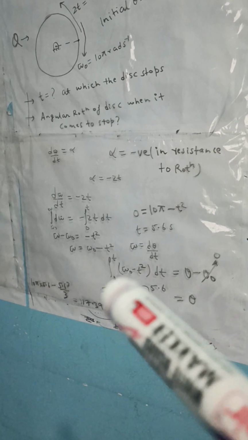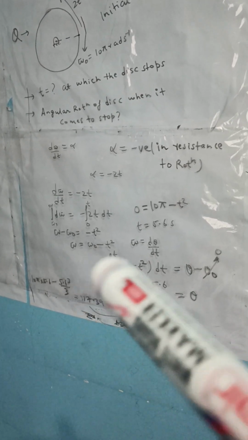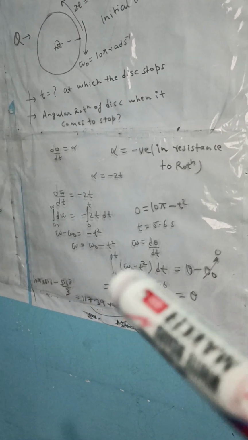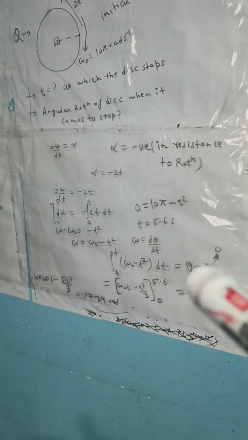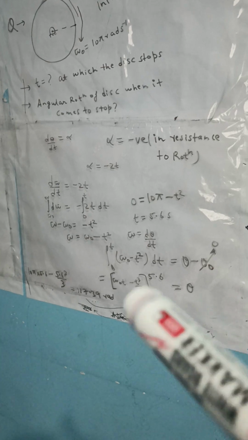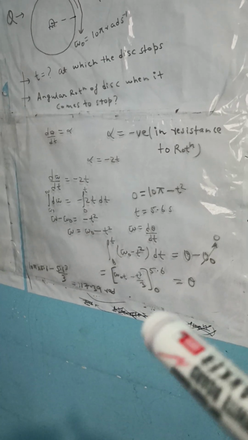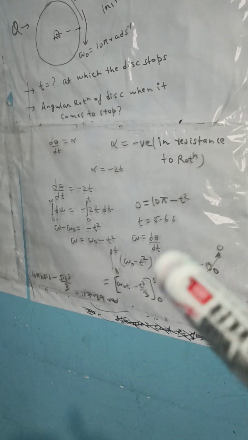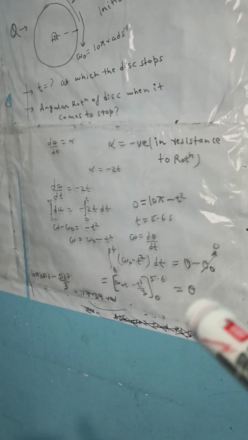So omega is d theta by dt, we know. So we integrate again, omega naught minus t square in place of omega, into dt. Integration 0 to t. Theta minus theta naught, theta naught is 0. So omega naught t minus t cube by 3. The time limit is 0 to 5.6 seconds. And we will get theta by putting the limit.